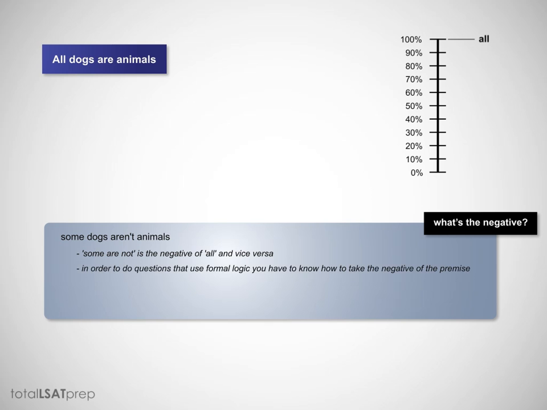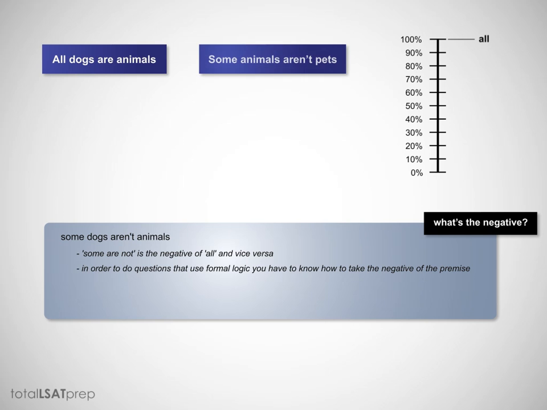And in order to do these questions that use formal logic, you have to know how to take the negative of the premise, and you have to memorize that for the qualifier all, some are not is the negative. And the reason I keep stressing that it's important to remember that some are not is the negative of all is because people initially think that the negative of all is none. And that's actually not the case. We can think of that as maybe the opposite of all, but it's not the negative. And you'll see why as we explain further.